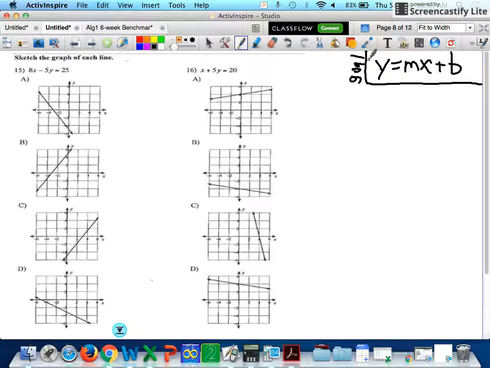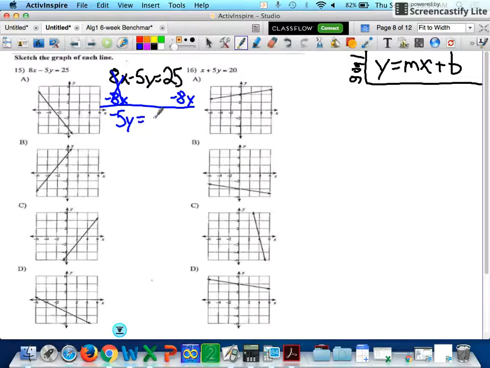Well, they gave it to us in standard form, so we got to work with it a little bit. 8x minus 5y equals 25. Lots of ways to get this problem, okay? I look and just say, okay, I want the y by itself. Let's start moving the other stuff away from it. Subtract 8x from both sides. Those are going to cancel on the left, which is good because we're trying to get y by itself. So we get negative 5y.